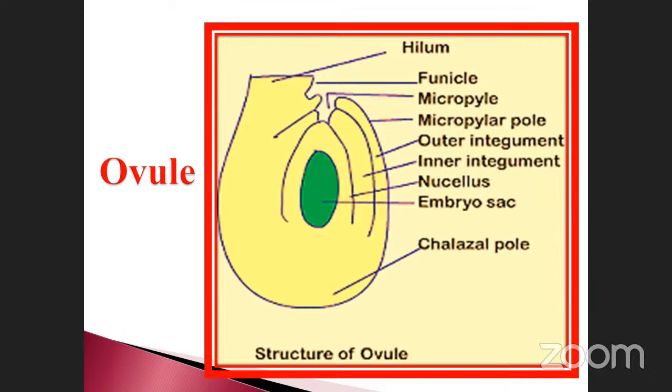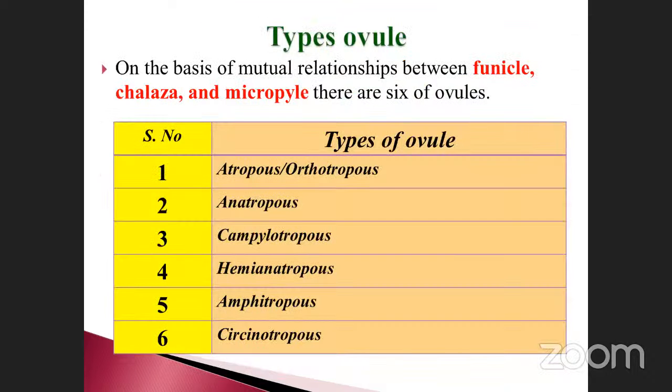According to the type of ovules, they may be divided into 6 types. This is also very, very important. They ask questions on the basis of the mutual relations between the funicle, chalaza, and micropyle. This has been asked many times. The types of ovules are based on how these components lie. How many types are there? There are 6 types.